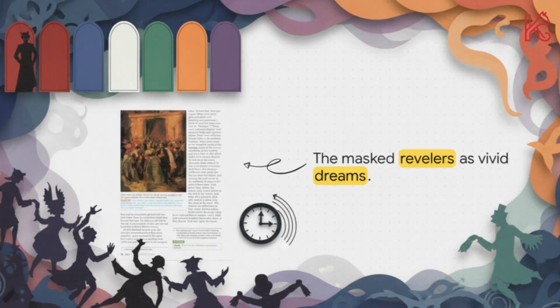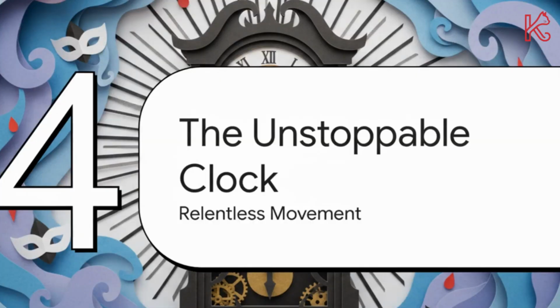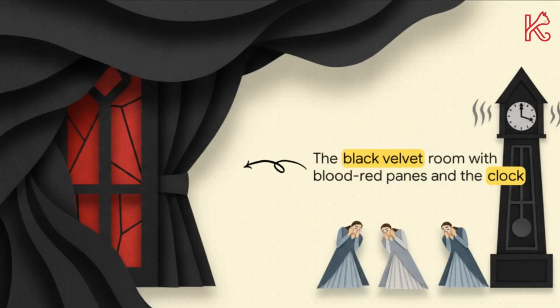doesn't exist. Section 4. The Unstoppable Ebony Clock. Time's Relentless Movement. And that brings us to the seventh, westernmost room. It is shrouded in black velvet tapestries, but the stained glass windows are a deep blood red. It's so oppressive and ghastly that almost no one from the masquerade dares to step inside. It represents the collective human refusal to confront, well, mortality.